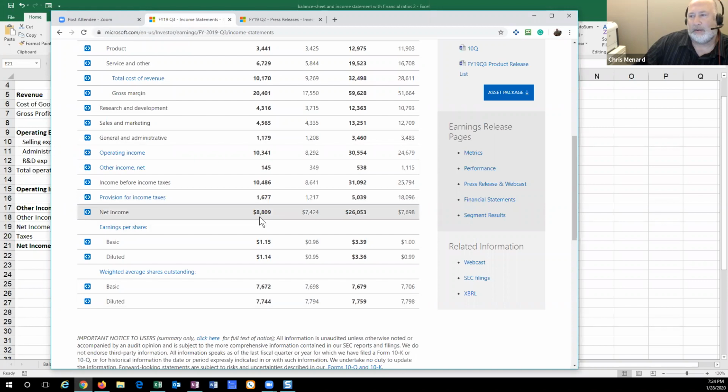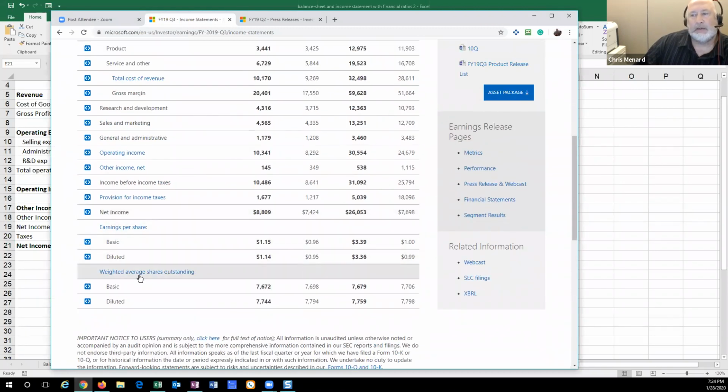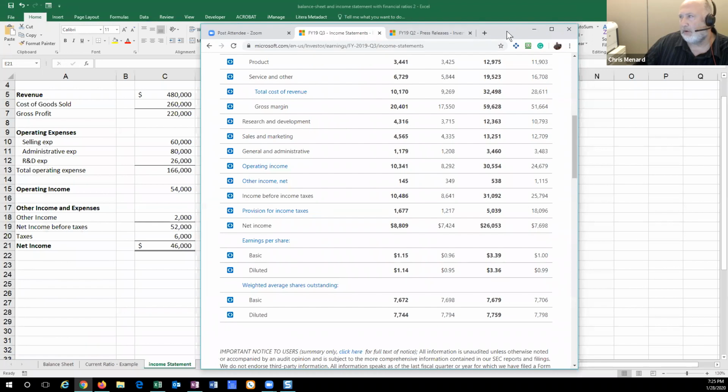So our net income is 8809, and the amount of weighted average outstanding common stock. Notice it says basic and it says diluted. I'm only going to work on basic now, and I'll tell you what diluted is in a second. If I take 8809 and divide by the amount of outstanding common stock, 7672, I should get 1.15. Let's see if that's true. I'll leave this up on the screen just so I don't have to keep moving it away.